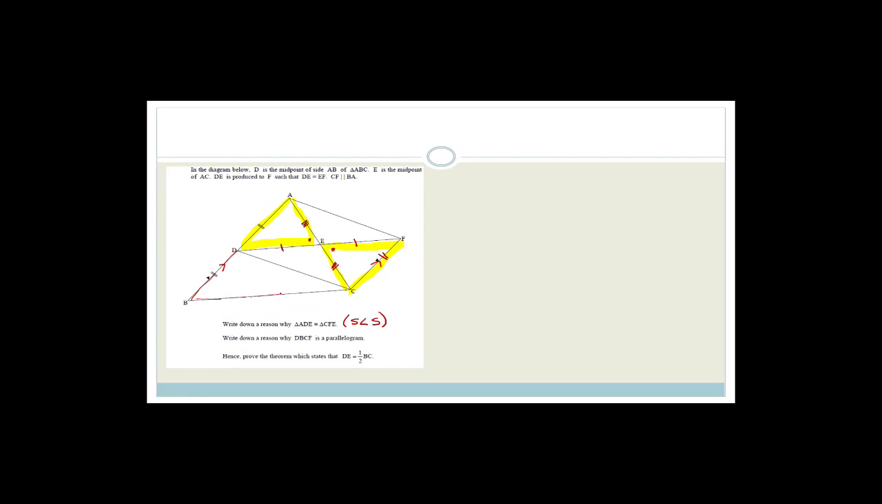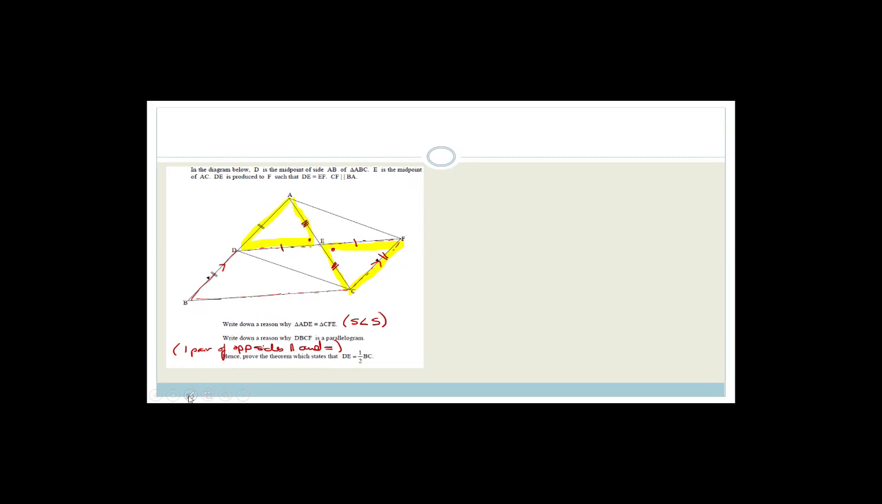And they said give a reason. And we've just proven that these two yellow triangles are congruent. And like I said, that means that AD is equal to FC. Therefore, we can see that DB is not only parallel to FC, because we're just given that, it's also equal. So therefore, as a reason, it would be one pair of opposite sides parallel and equal.